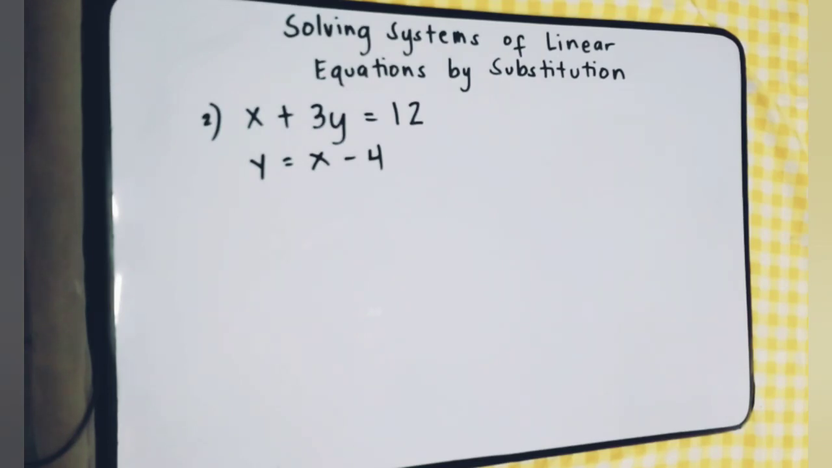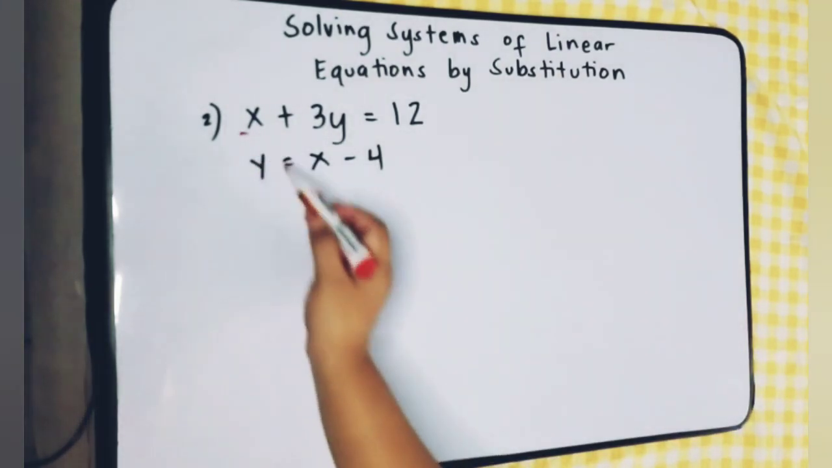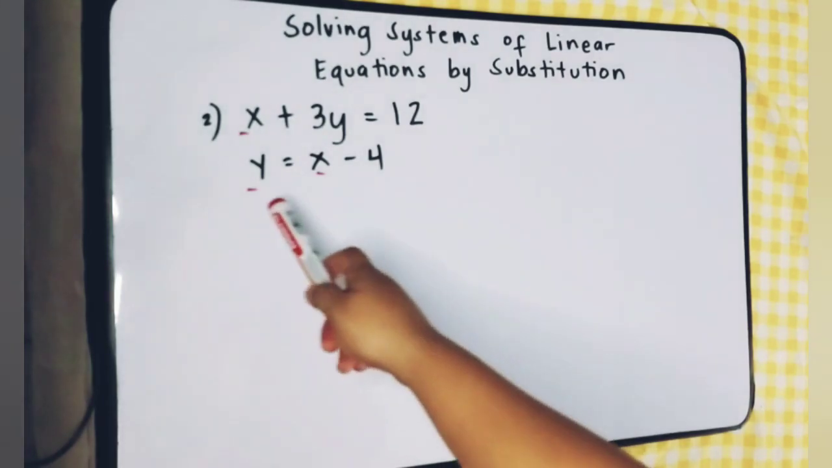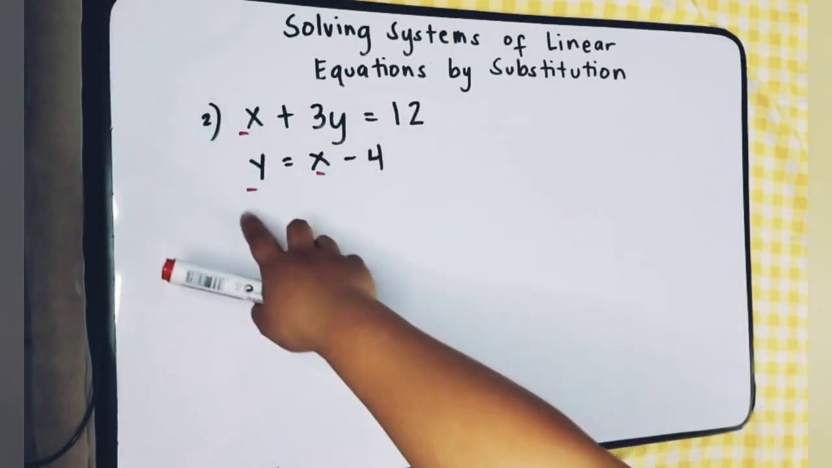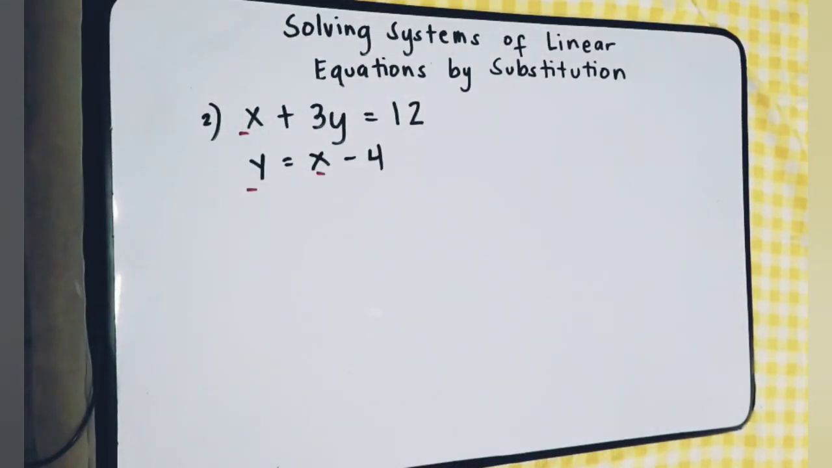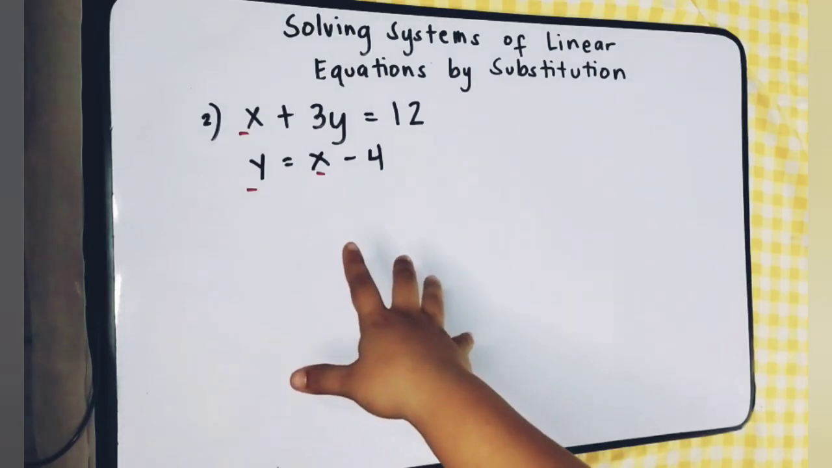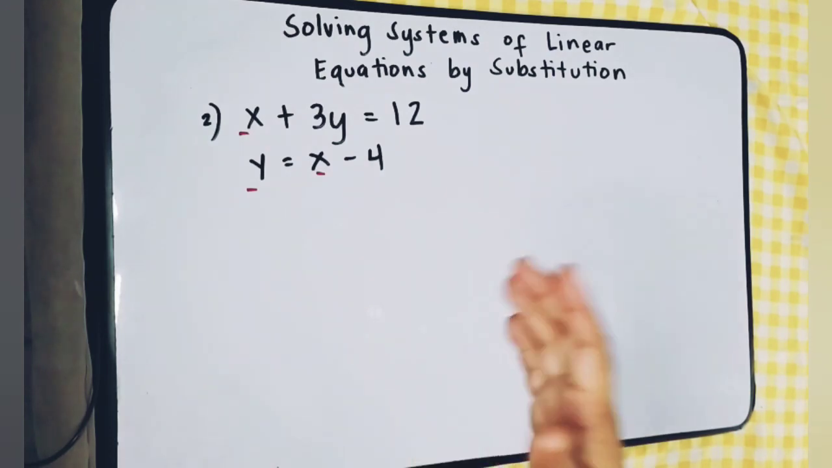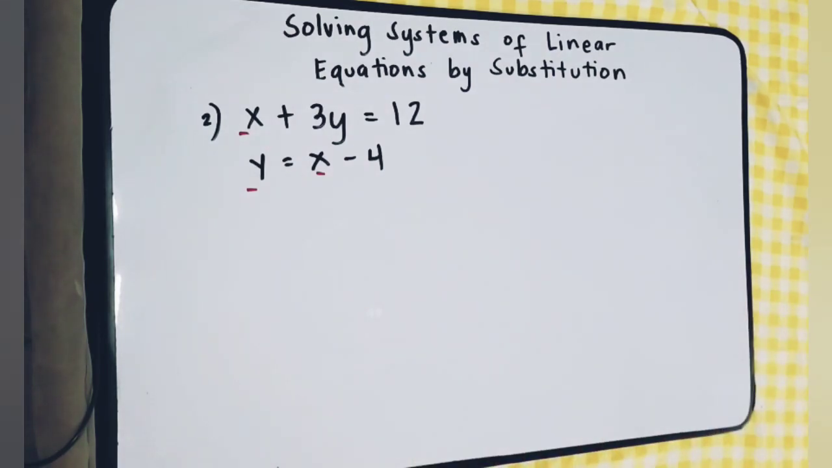So first is look for the variable with the numerical coefficient of 1. So in the first equation, we have here x. Second equation, we have y and x. But if you will notice, it is easier to solve or to use the second equation. Bakit? Kasi 'di ba, itong equation na to, naka-equate na kagad siya kay y. So parang na-solve na siya. Na-isolate na kagad yung variable alone.